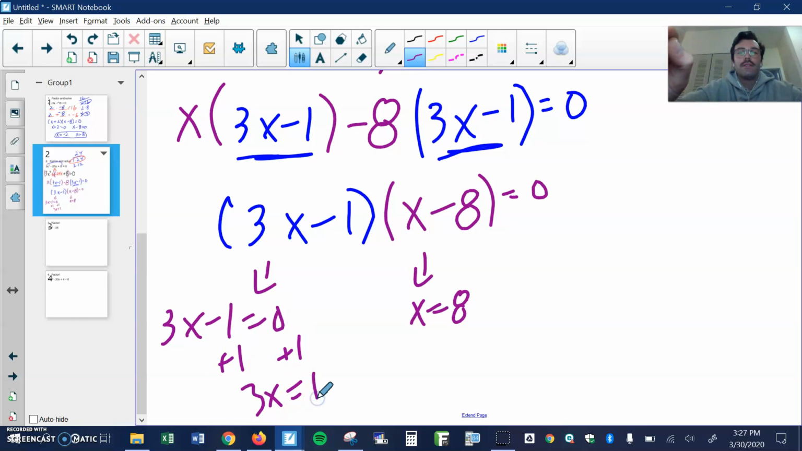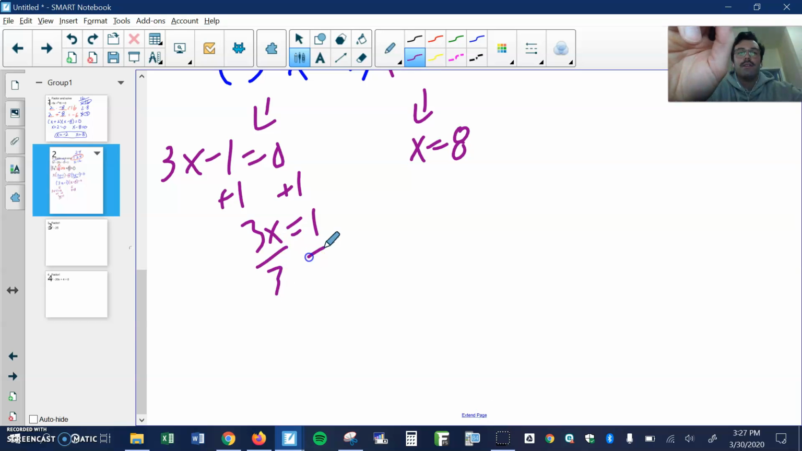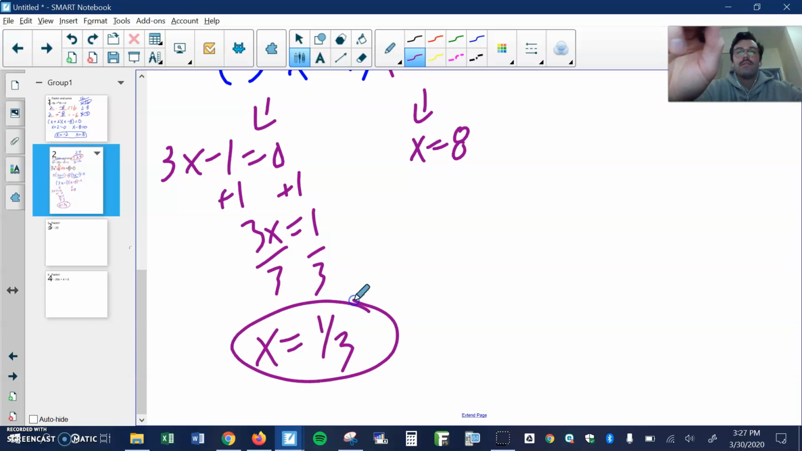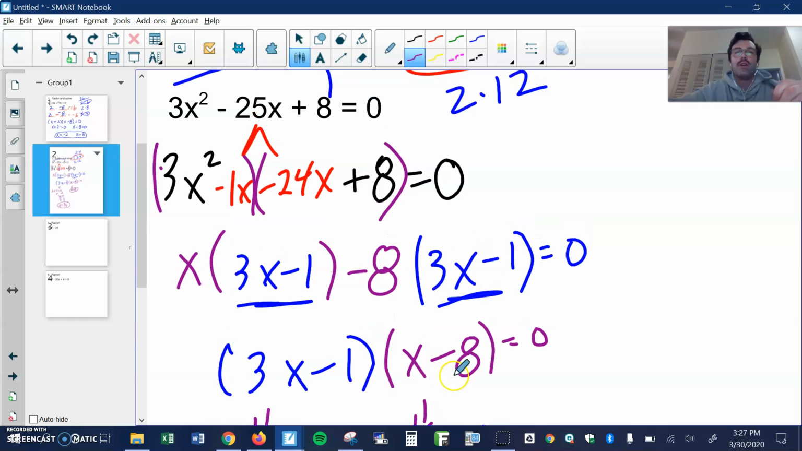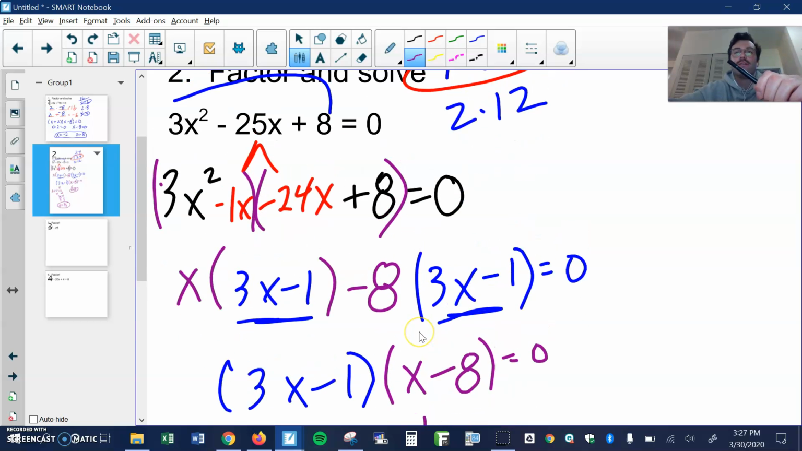3x equals 1. Divide by 3. X equals 1/3. All right. Now I'm going to go back and do the box method. If you're not a box method person, then you can just skip this part of the video.